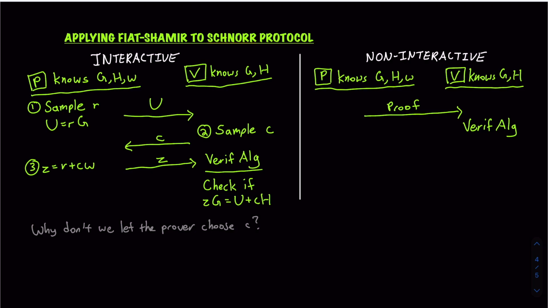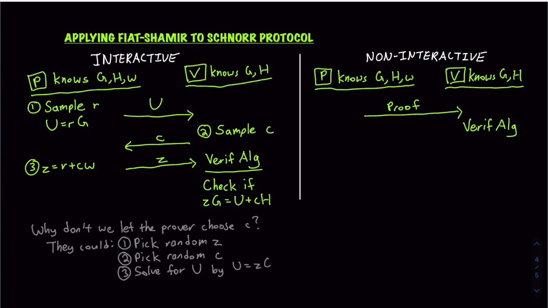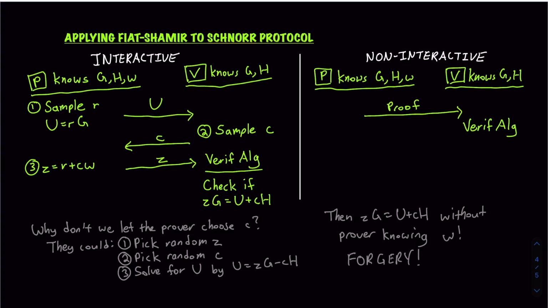Suppose the prover is dishonest, and they try the following. They pick a random Z, pick a random C, and then they solve for U using U equals Z times G minus C times H. Then they send U, C, and Z to the verifier. When the verifier checks Z times G equals U plus C times H, it passes. And notice, the prover never actually needed to know W. This shows the problem. If the prover gets to choose C to be anything that they want, they can forge the proof.